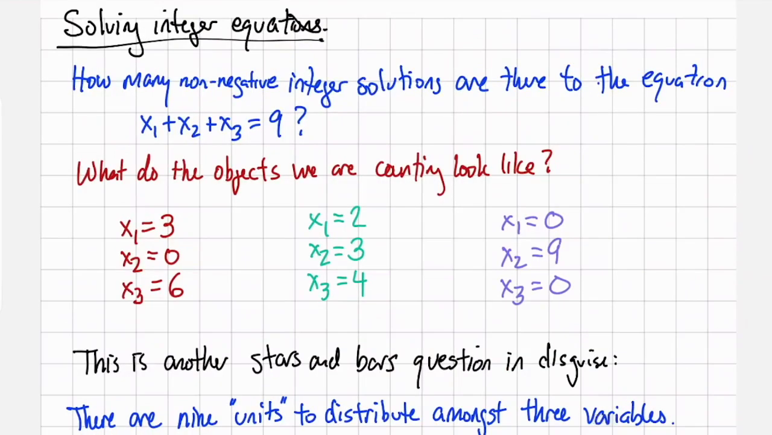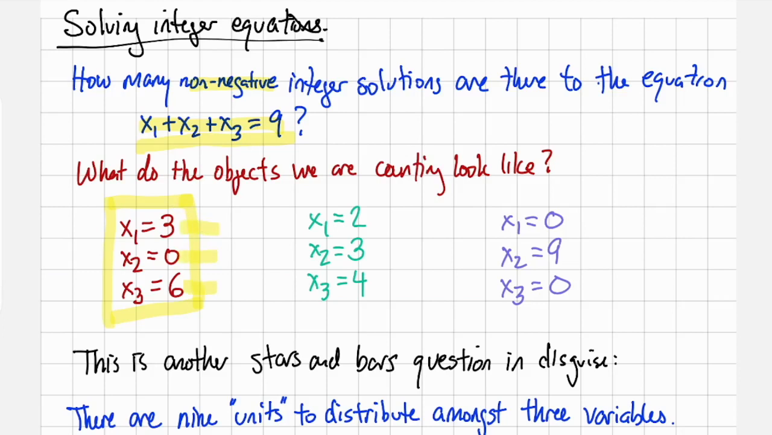Let's see another type of question that can be answered using multisets. How many non-negative integer solutions are there to the equation x1 plus x2 plus x3 is equal to 9? Again, it's really helpful to write down the types of objects that we're counting. These objects look like a choice of x1, x2, and x3, and we need that the sum of those numbers is 9. So one solution would be 3 plus 0 plus 6.